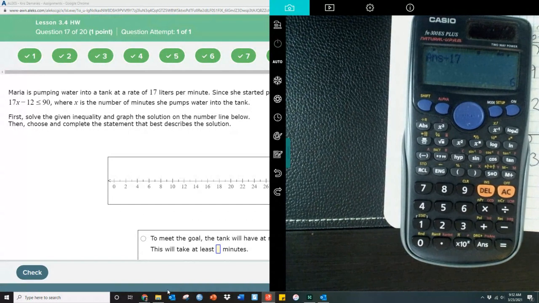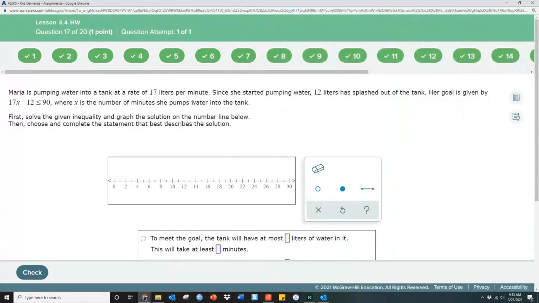Now, what does that mean? What does x mean? It's the number of minutes, all right, where x is the number of minutes she pumps water into the tank. So basically, it's going to take 6 minutes for this tank to reach 90 liters of water. Because you want the water to be less than or equal to 90. You don't want it to be overflowing, all right, the tank. I mean, even at 90, it's a little aggressive. All right. So we're going to say 6. And we want the time to be less than or equal to 6.